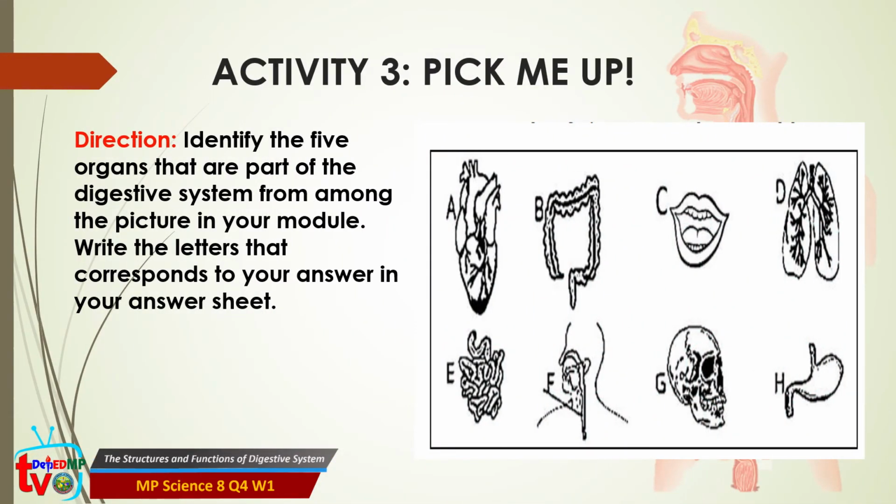If you will choose activity 3, Pick Me Up, the direction is identify the 5 organs that are part of the digestive system from among the pictures in your module. Write the letters that correspond to your answer in your answer sheet.